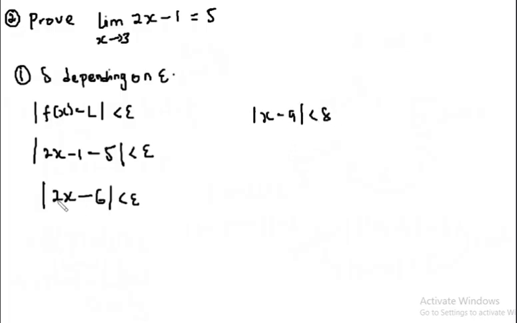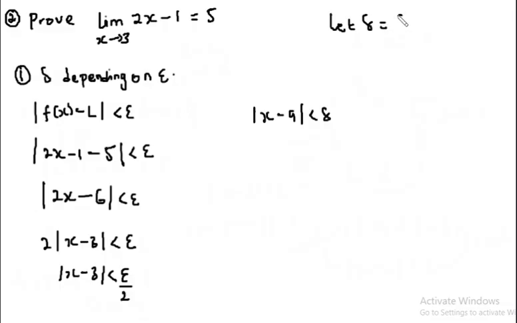Now you can do that by factorizing 2 out of this inequality. So this is 2, and then if you factorize 2, you have absolute value of x minus 3 less than epsilon. Now this is x minus 3 is less than, if I divide both sides by 2, I have epsilon over 2. So from here, this portion of the inequality looks like this portion of the inequality. So I can now say I will let my delta equal to epsilon over 2. Step 2 is the formal proof.